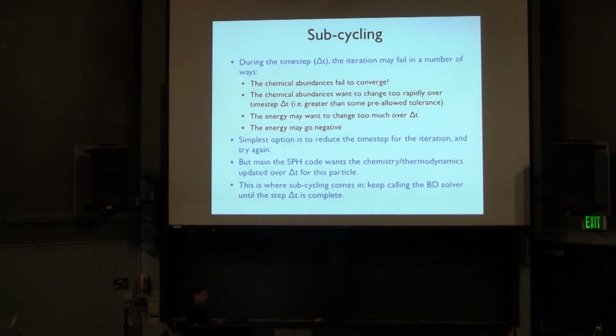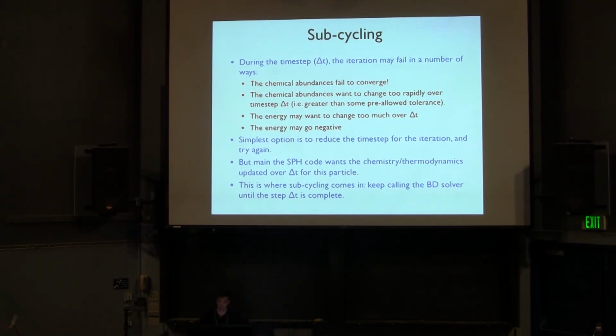Now there are ways that solve can fail. One way is that the abundances may fail to converge. They also may change too rapidly over the time step. You might want to constrain them so they're not changing too rapidly, that's sometimes a good idea if you're using a first order backwards difference, because you don't really have a handle on the error there, right? So you're trying to be careful. And they may change by more than a pre-allowed amount. So you may have decided I don't want at any particular time step my abundance to change by a certain factor. So that could be a problem.